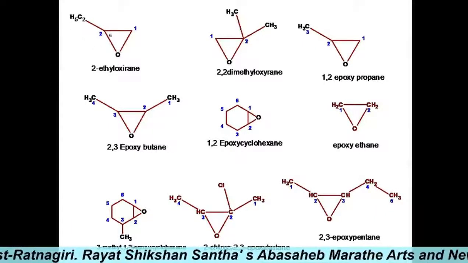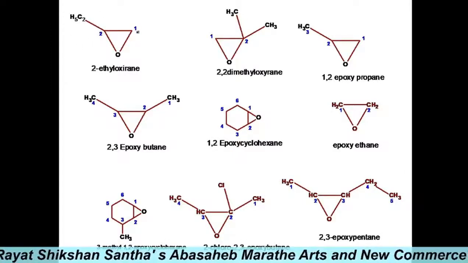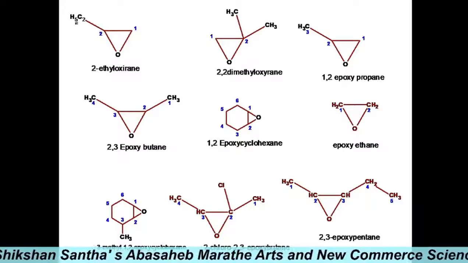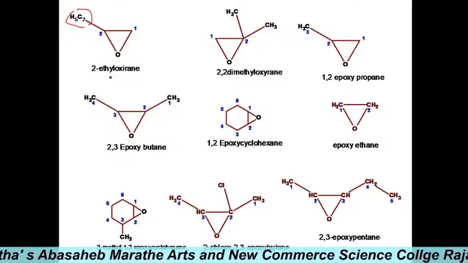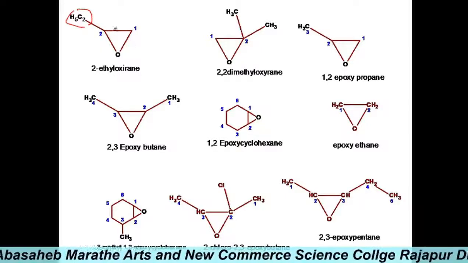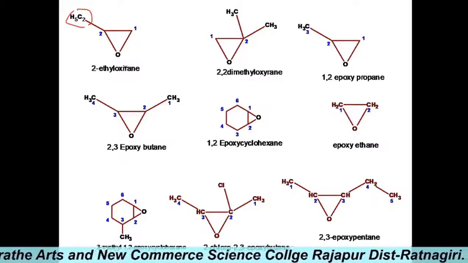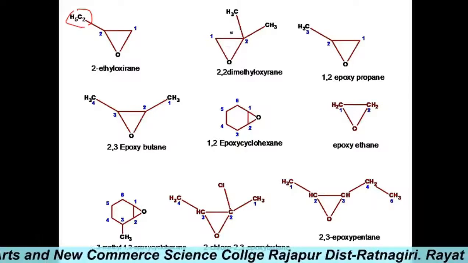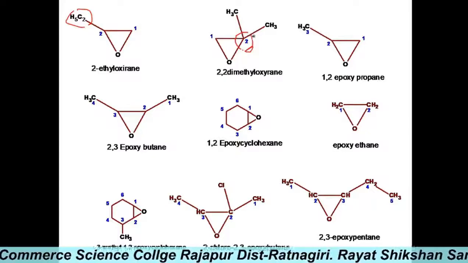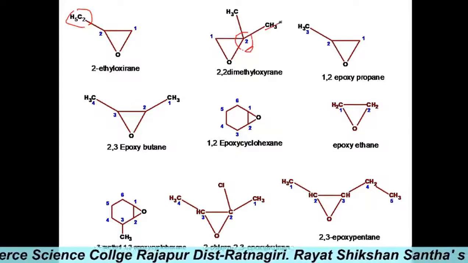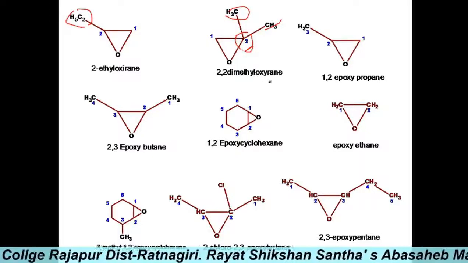In the first example, the numbering starts like this: 1, 2, and position 2 has the ethyl group. Therefore, it is 2-ethyloxirane. This three-membered oxygen ring is named oxirane. This is position 1, this is position 2. Position 2 has two methyl groups. So it is 2,2-dimethyloxirane.